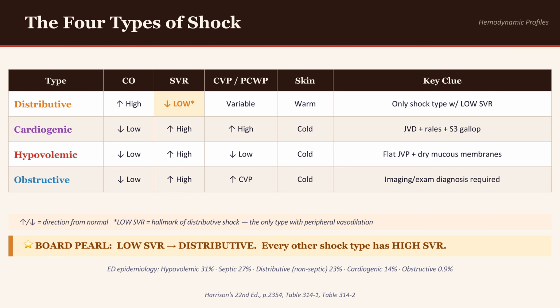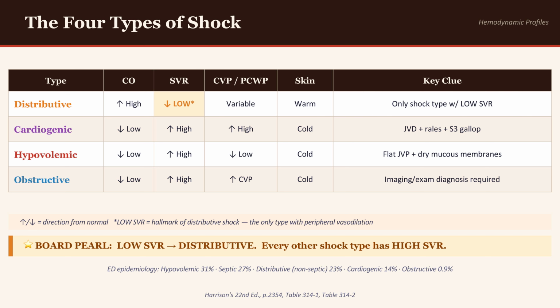So let's meet the four types of shock. Distributive shock is the only type with low SVR. The vessels are wide open and the cardiac output is paradoxically high. Cardiogenic shock is pump failure: low CO, high SVR, and backed up filling pressures. Hypovolemic shock is an empty tank: low CO, high SVR, and low filling pressures. And obstructive shock looks just like cardiogenic on the numbers, but the primary problem isn't the myocardium. Something is blocking blood flow into or out of the heart.